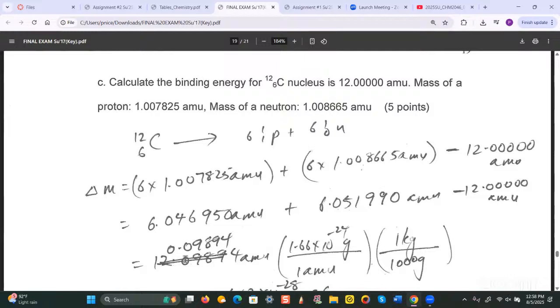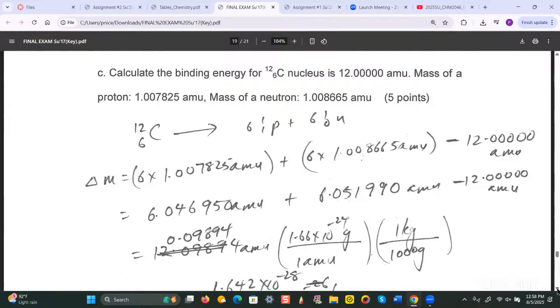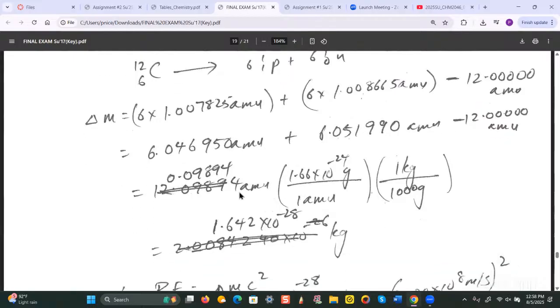So this is the mass defect right here, right? We have to convert that to kilograms in order to use the next equation. So 1 AMU is equal to 1.66 times 10 to the minus 24 grams, and we convert that grams to kilograms. This is available in the table, right? The table gives you the relationship between the atomic mass unit and the gram unit, right? So that's where we get this from.